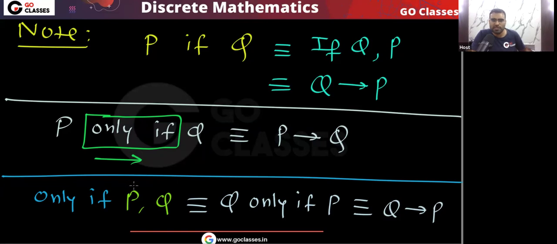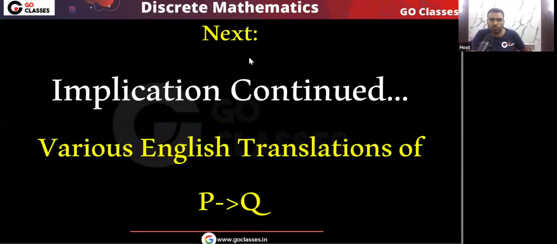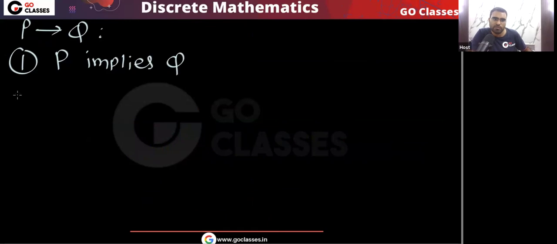Okay, all these points, are they clear? Let me know. Very simple. Okay. Now let's see various English translations of P implies Q. This P implies Q has many English translations. Did you notice one thing? This P implies Q, we can write in many different ways. So far, what are the English translations that you have seen? Tell me. Very simple. You can write like this. P implies Q. Or you can write like this. If P then Q.